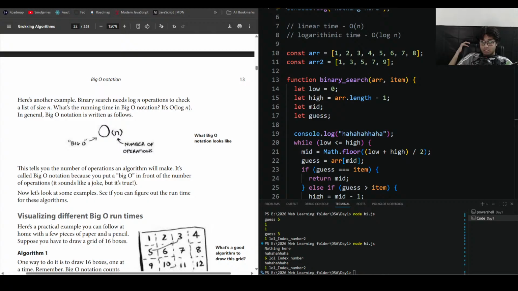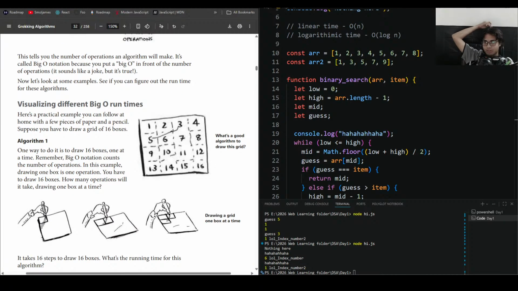Big O notation is written as follows: Big O and the number of operations. This tells you the number of operations an algorithm will make. It's called Big O notation because you put big O in front of the number of operations. It sounds like a joke, but it's true. Now let's look at some examples. See if you can figure out the runtime for these algorithms. Visualize different big O runtimes.